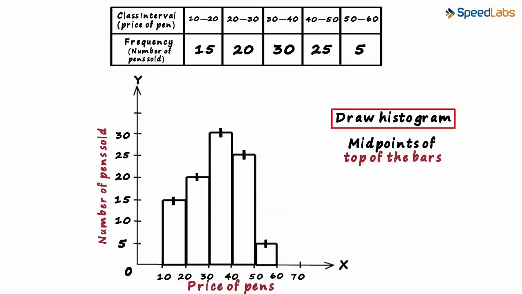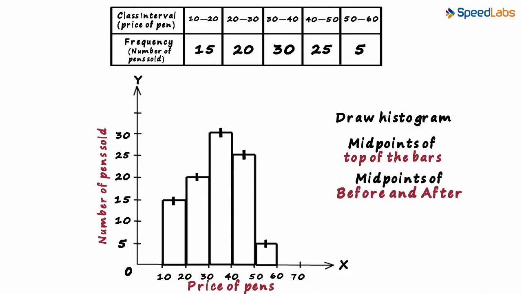First histogram and then the midpoints of the top of the bars. Then we mark midpoints of class intervals just before the first and just after the last class interval. The class interval just before the first one is 0 to 10 and its midpoint will be this point. The interval just after the last interval is 60 to 70 and its midpoint will be this point.